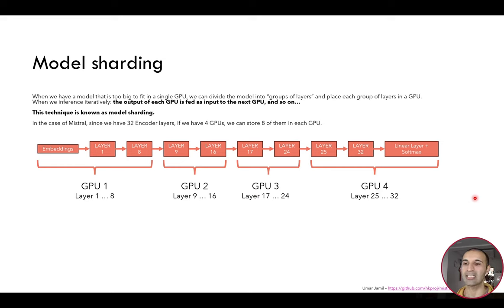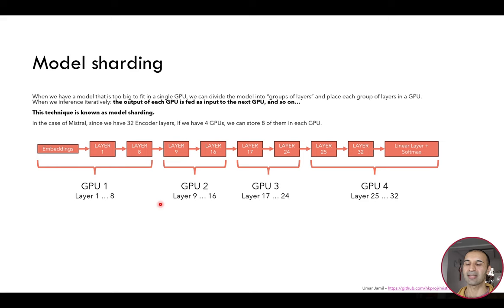For example, in the case of Mistral, we have 32 layers of encoders. So you can see here, one after another. I didn't draw all 32 of them. You just think that this is for layers from 1 to 8, this is from 9 to 16, from 17 to 24, from 25 to 32. And we put each group of layers in a different GPU. So we have four GPUs.